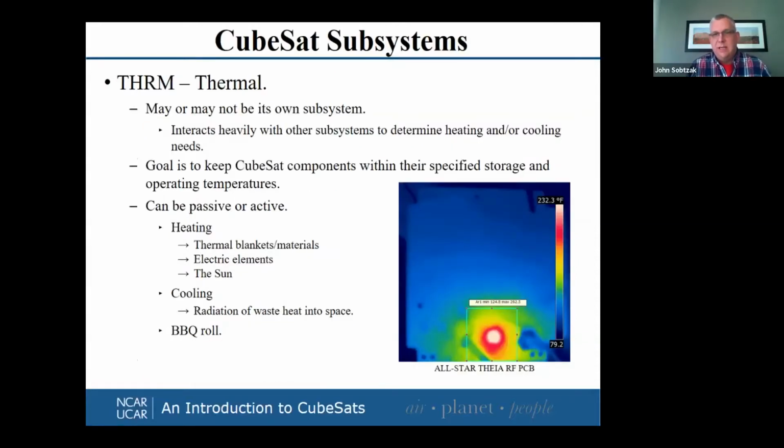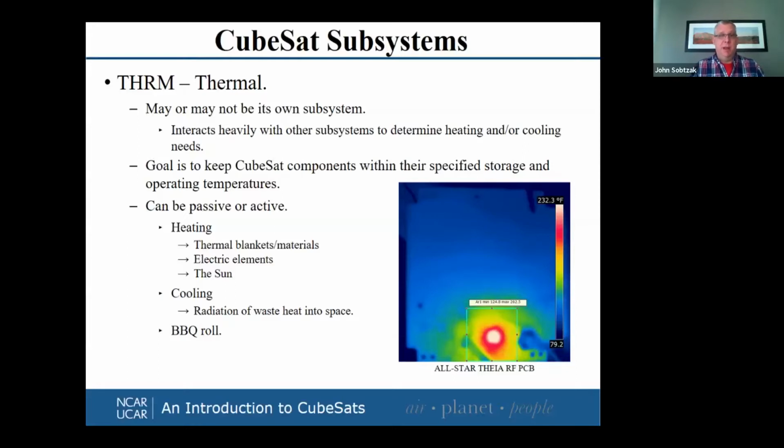Thermal. Sometimes it's a separate subsystem. Sometimes you'll just have a thermal engineer that goes around to different subsystems. It's often overlooked. The thermal subsystem has to interact with other subsystems very heavily to determine what they need for heating and cooling effects in the CubeSat. And the goal of the thermal subsystem is to make sure that all the components in your satellite stay within the specified storage and operating temperatures.